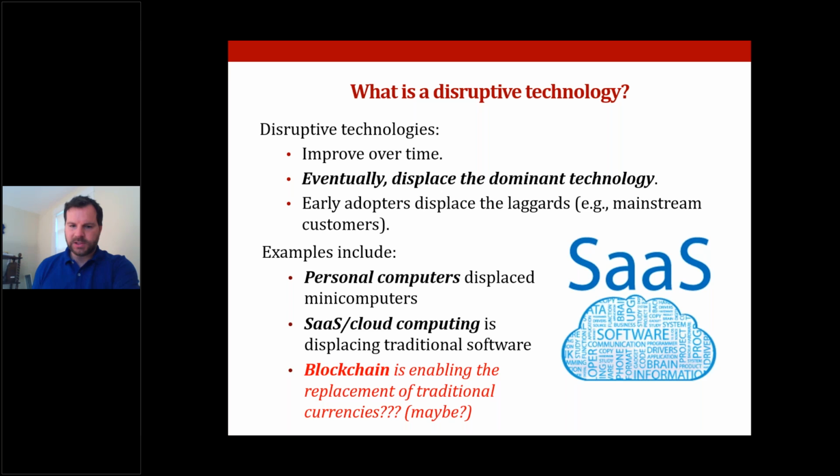And in emerging technology, I'll come back to this topic later, but what about blockchain? Blockchain is enabling the replacement of traditional currencies, maybe, potentially. Is this a disruptive technology that we're seeing emerging right now? We don't know that yet, because one of the tricky things with disruptive technologies is they're very difficult to predict when they're emerging. But certainly there are some early signs that blockchain and subsequent digital currencies do have some of the aspects of a disruptive technology. So we'll come back to that in a little bit.